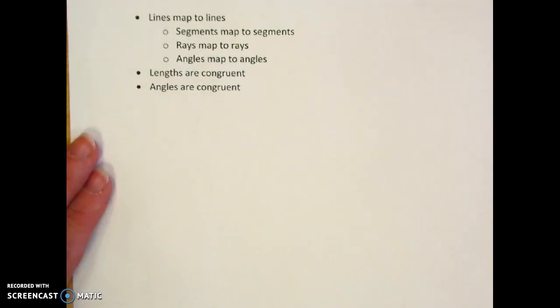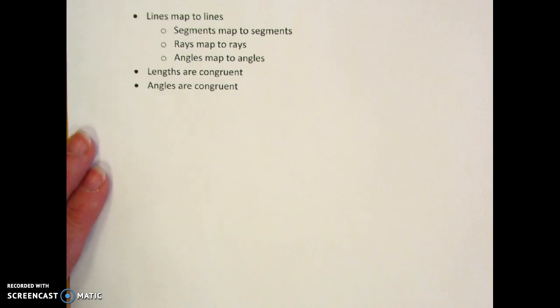Now, another thing I want to go through and summarize with you is when we start out with a line, we get a line. If we start with a segment, we get a segment. If we start with a ray, we get a ray. If we start with an angle, we get an angle. Whatever shape you start with is what you get. These shapes do not change. You're not going to start with a triangle and get a square.